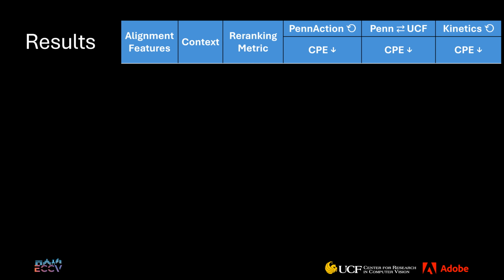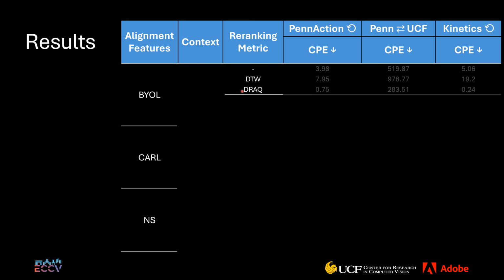In order to evaluate AVR, we report results on three datasets: Pan-action, the combination of Pan-action and UCF, and Kinetics 700. We consider three different frame-wise video representations for alignment. For the re-ranking metric, we first present results without re-ranking, directly from the retrieval method. We then compare this with DTW-based re-ranking and our proposed DRAQ method. Our results show that DRAQ consistently outperforms both of the other metrics across all protocols.